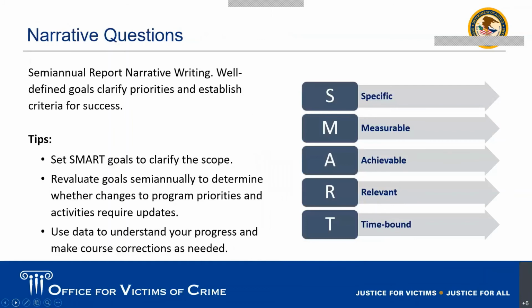A few quick tips when you're considering how to write out some of your semi-annual answers. Particularly when you're writing about the objectives that you want to work on in the next 6 months, when you're looking into the future, think about making some SMART goals. I have SMART goals summarized here on the screen, what a SMART goal is. I'm sure many of you have heard of it, but I want to bring it up because it can be really helpful when you're thinking about your semi-annual report.